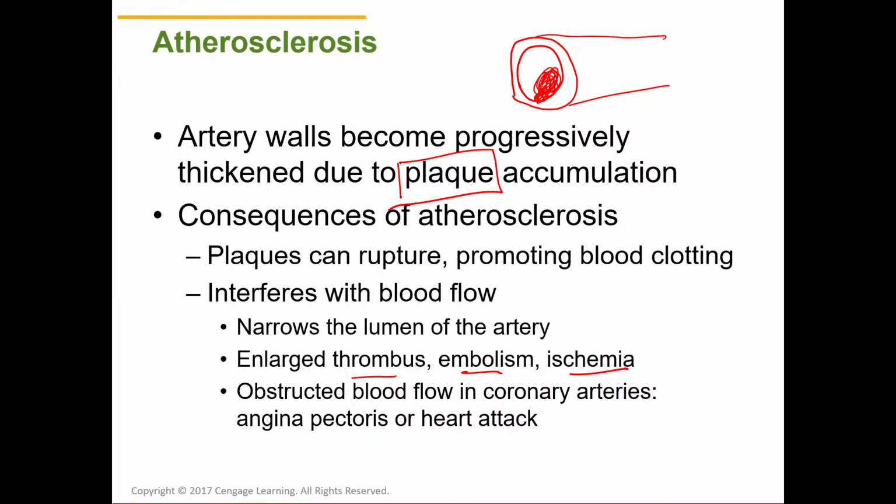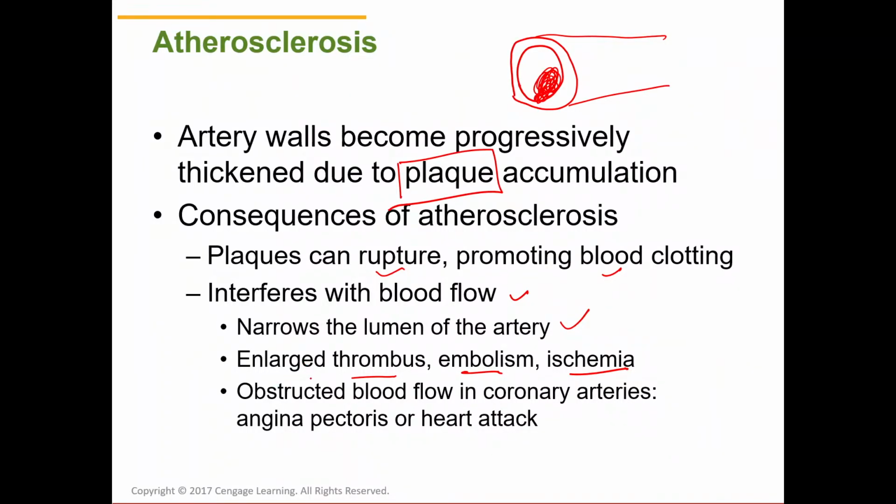So the consequences of atherosclerosis are these. This particular clot along the walls of your artery can break or rupture. The plaques can rupture, promoting blood clotting. And it will also interfere with blood flow. How? Because it narrows the lumen of the artery. Your arteries have different parts. The lumen is that pathway through which blood flows. So it narrows the pathway of the blood flow.